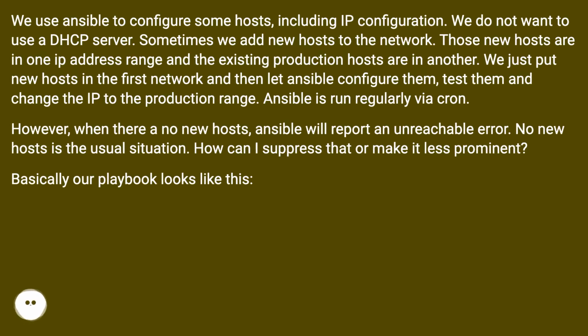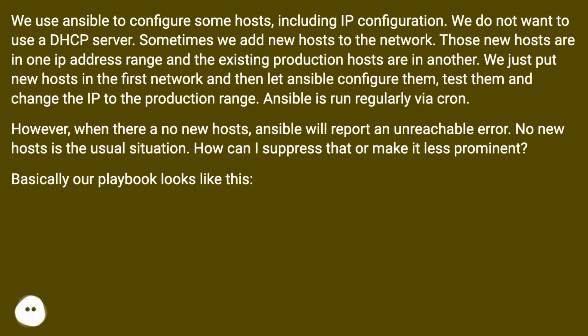We just put new hosts in the first network and then let Ansible configure them, test them, and change the IP to the production range. Ansible is run regularly via cron. However, when there are no new hosts, Ansible will report an unreachable error. No new hosts is the usual situation. How can I suppress that or make it less prominent?